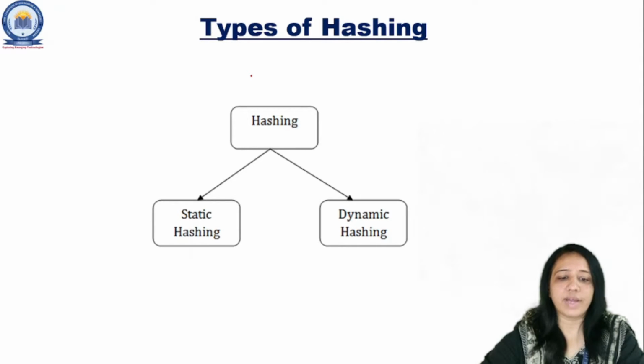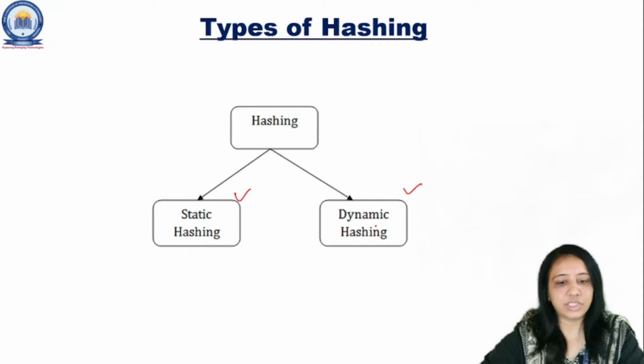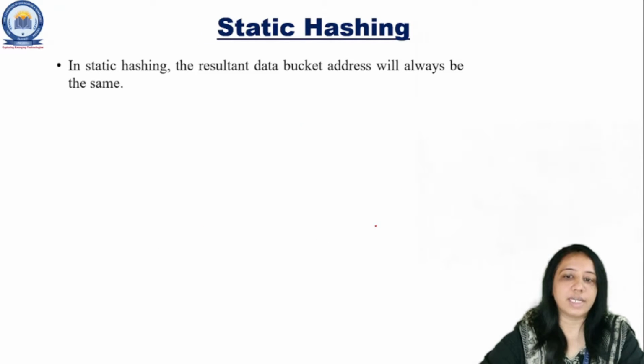Hashing is mainly divided into two parts: static and dynamic. The name itself tells you: static means it stays the same, that is, whatever address or index location is created is not going to change. But dynamic means it may change; when data is deleted or inserted, it adjusts accordingly. That is nothing but dynamic hashing. Let's start with static hashing.